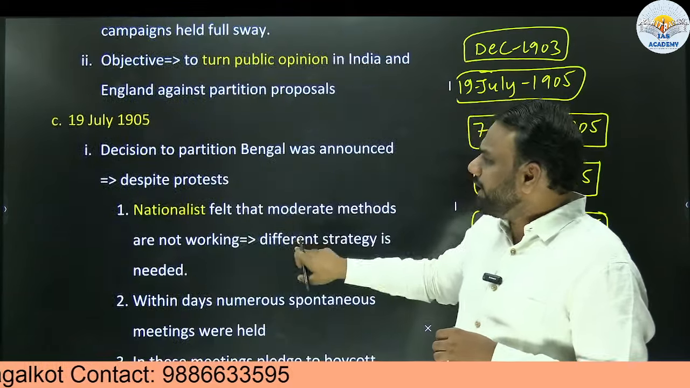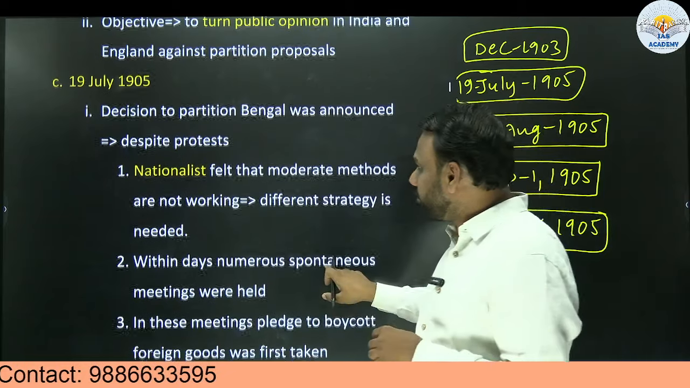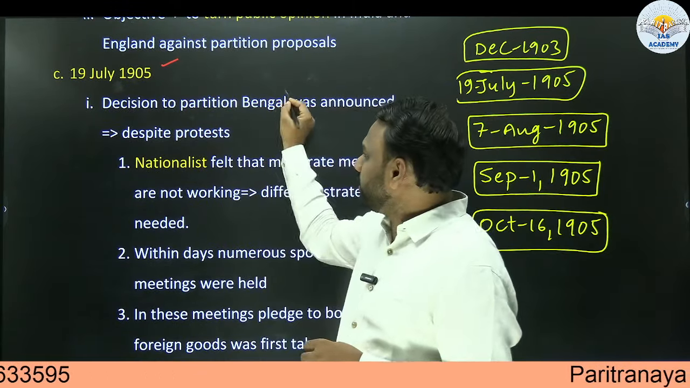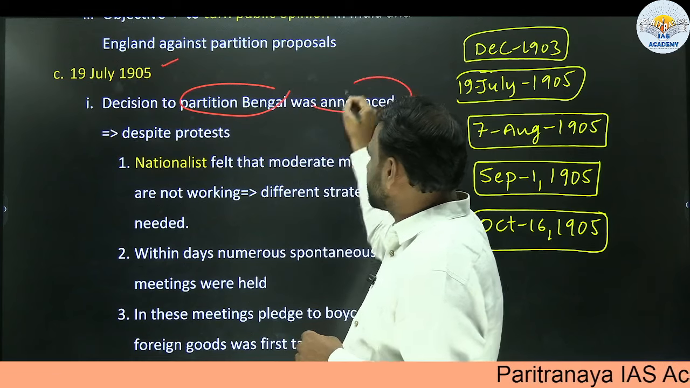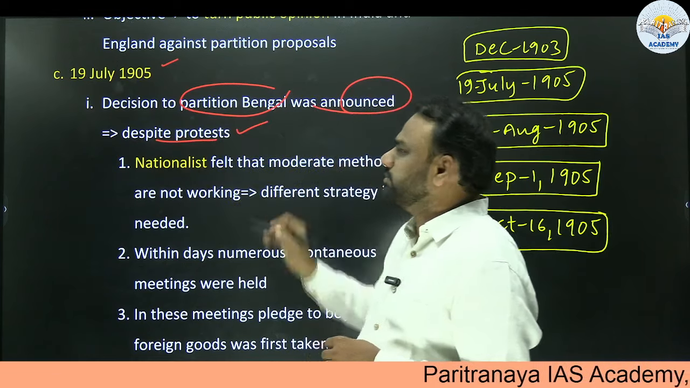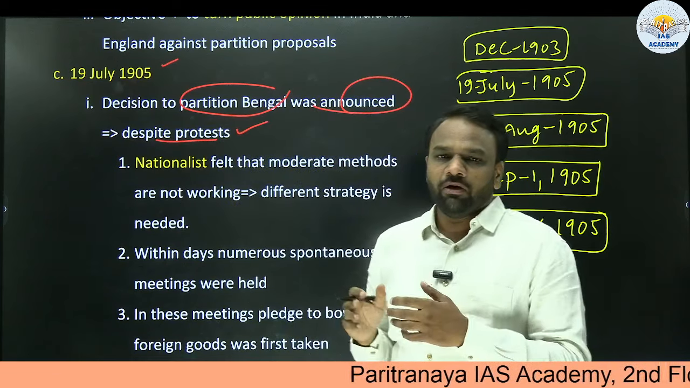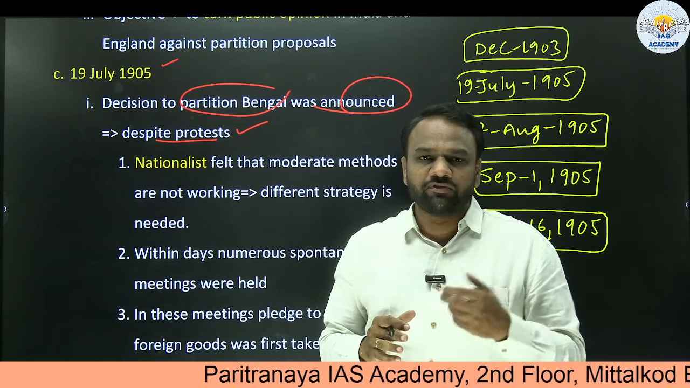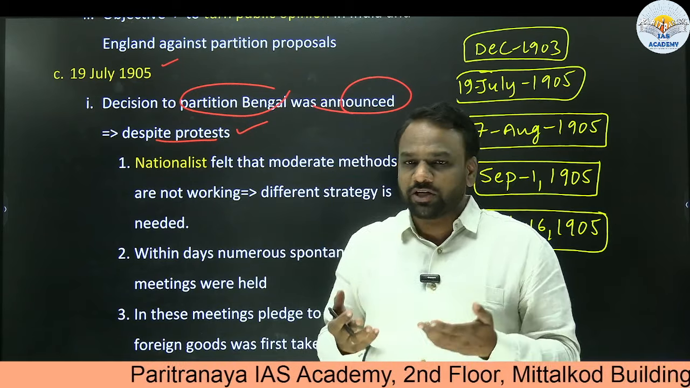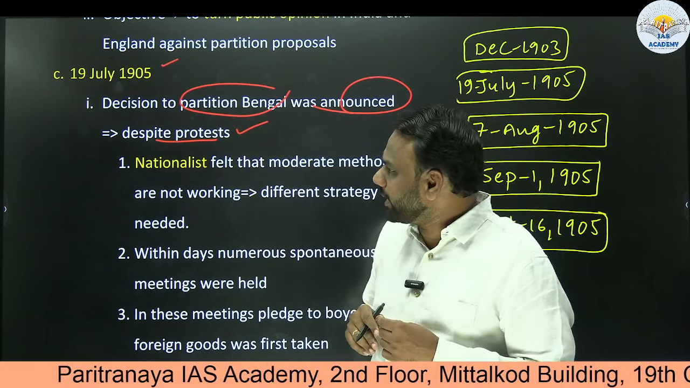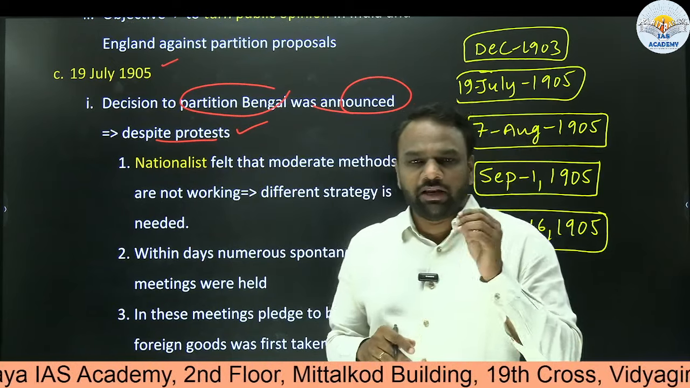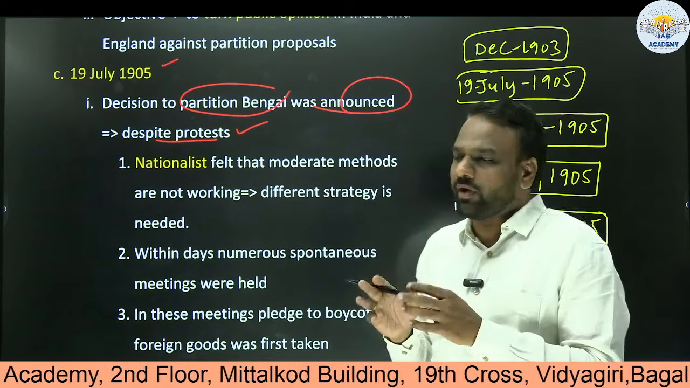Next, on 19 July 1905, what happened? The decision to partition Bengal was announced despite protests. So when they announced that they were going to partition Bengal, protests followed. But despite those protests, again in July 1905, they said that we are going to partition Bengal. We are going to divide Bengal.